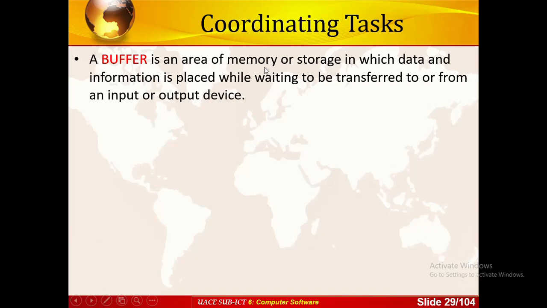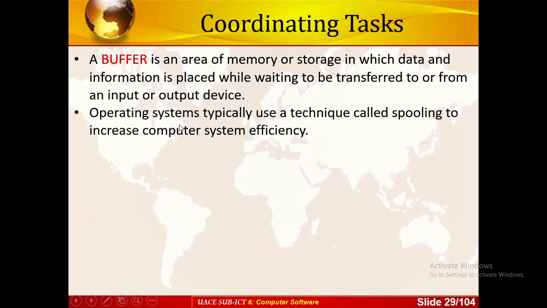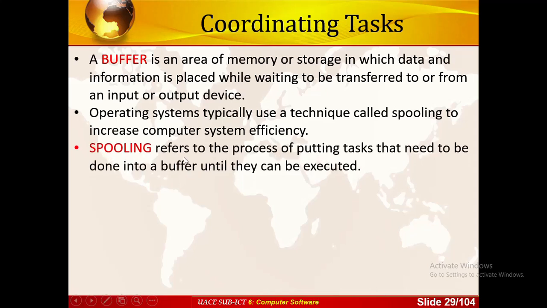While the operating system coordinates the tasks, we have what we call a buffer. A buffer is only a memory of storage in which data and information is placed while waiting to be transferred to or from an input or output device. Simply, a buffer can be a temporary memory which can store data temporarily during the process. So the operating system typically uses a technique called spooling to increase computer system efficiency. Spooling means the process of putting tasks that need to be done in the buffer until they can be executed. That's what we call spooling.